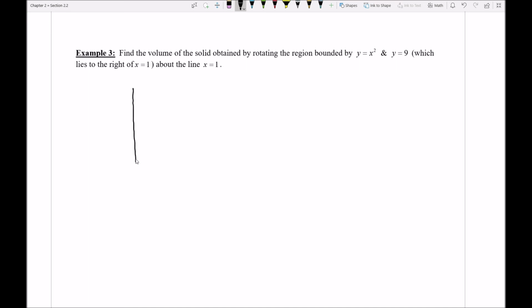We know here that we're dealing with the parabola y equals x squared. So let's assume that it looks something like this. And I'm going to have the line y equals 9. For the sake of argument, let's just say that that's up here. And it looks like I can already start to see a region that's bounded by these two curves.